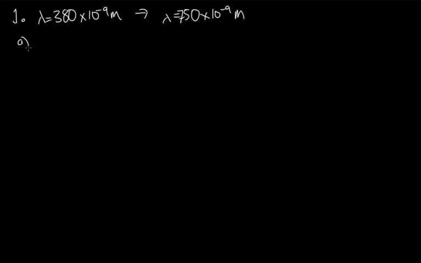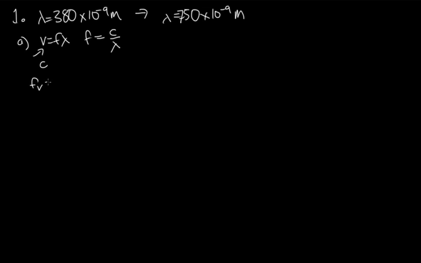So in order to do this, we're actually going to need to use the equation from the last topic, v is equal to f lambda. And because this is light, we know that the velocity is the speed of light, which is often written as c. So we know that the frequency is equal to c over lambda. So we need to do this for the violet light and also for the red light.